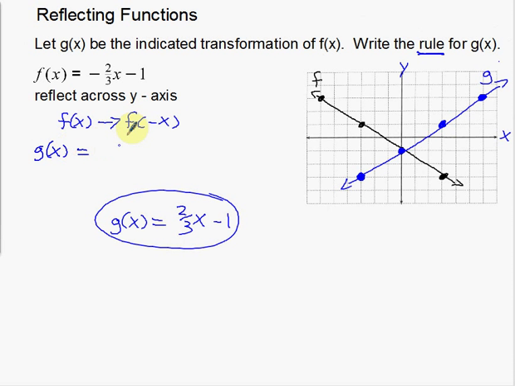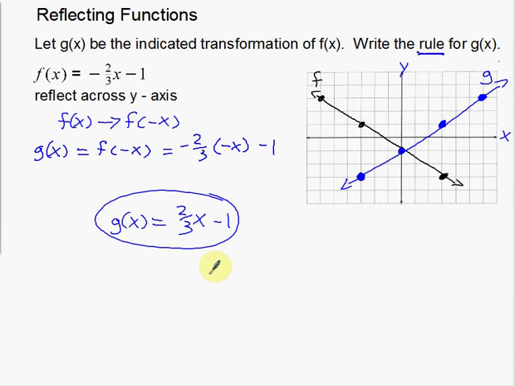So my new g of x is going to be my old function, but I'm going to replace the x with a negative x. So I have a negative 2/3 and then replace the x with a negative x. Now what happens there is that a negative 2/3 times a negative x, the negatives are going to cancel, and so that leaves me with a positive 2/3 x. So that's how we can see with the notation how to get the rule for g of x.